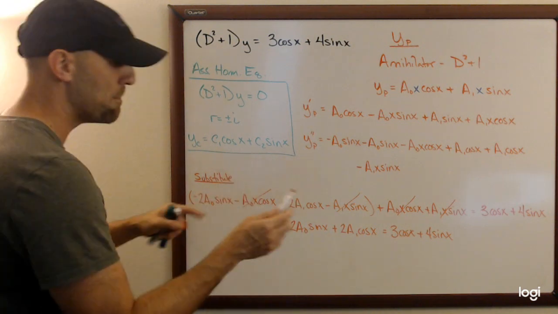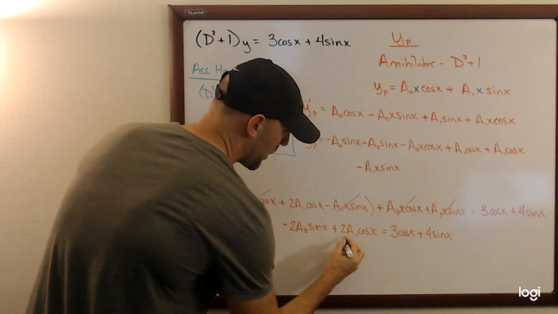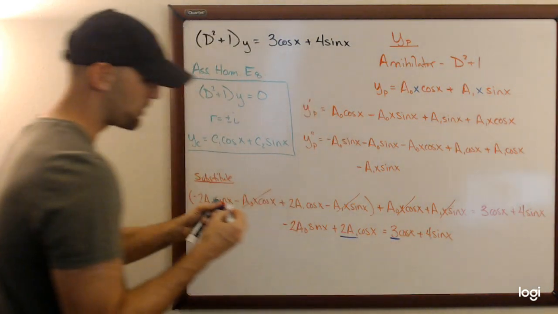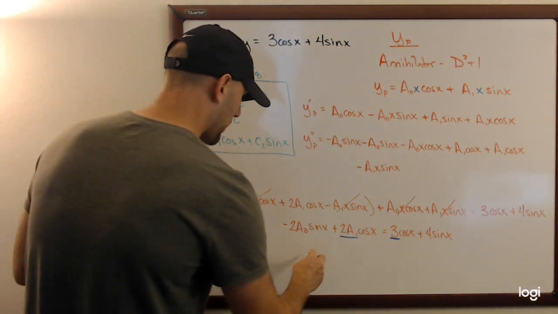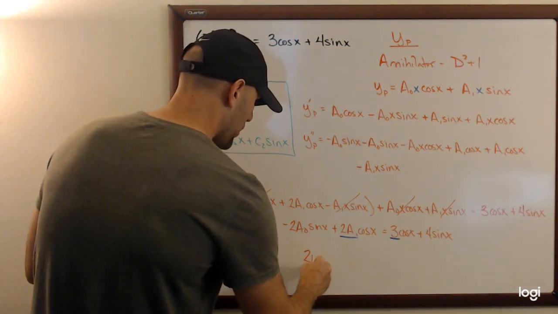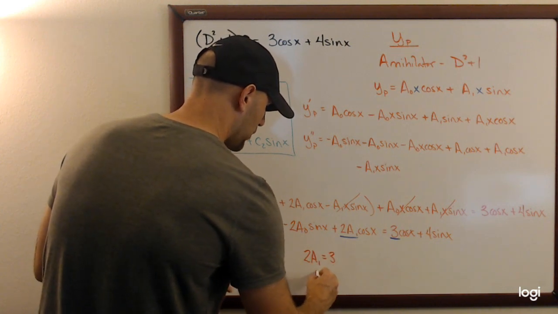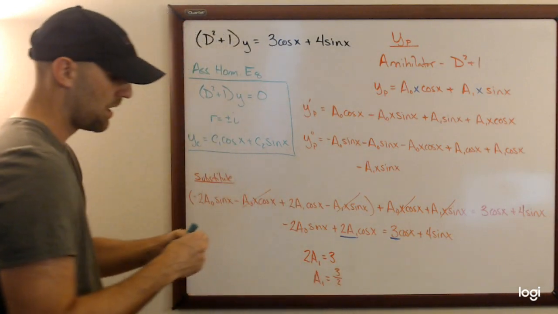So I can tell you then that the coefficient for cosine on the left and the coefficient for cosine on the right are the same, okay? So that tells me 2 a1 is equal to 3. Well, then a1 has to be 3 halves, okay?